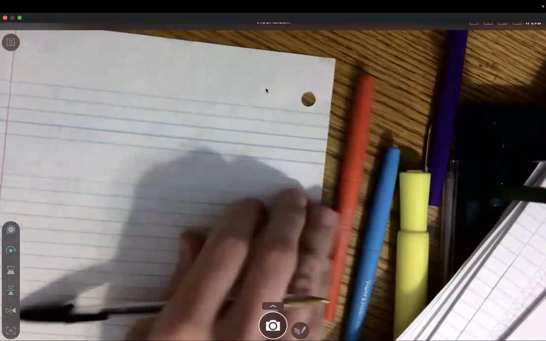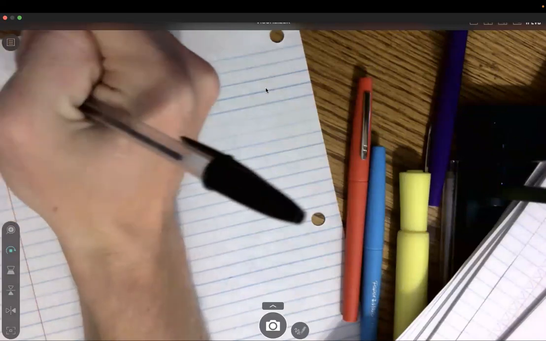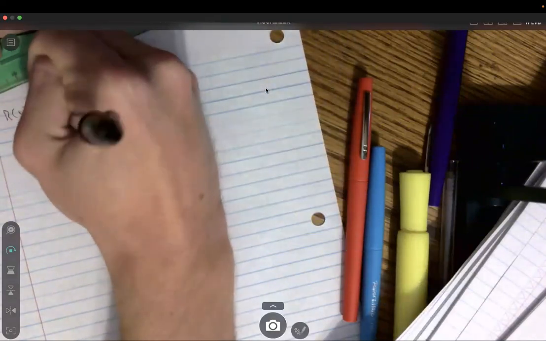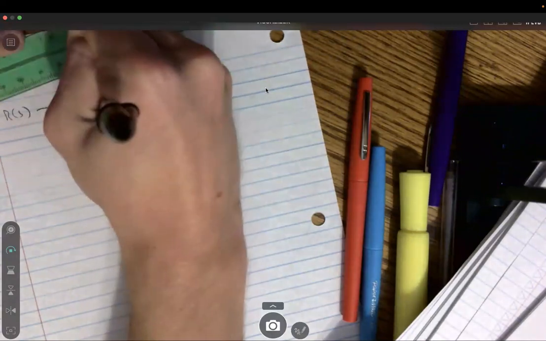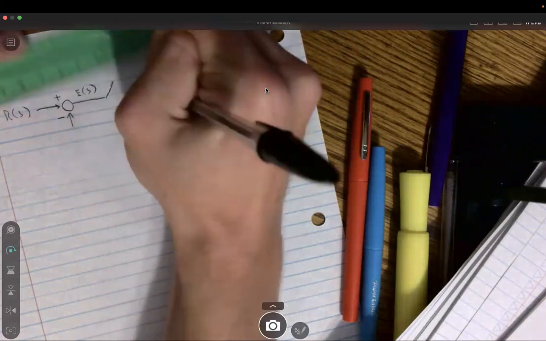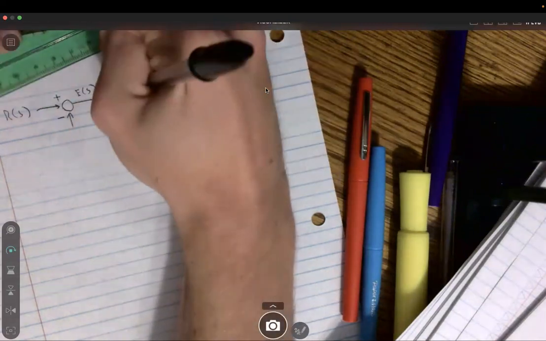So looking at our equation, what we're going to have is the following chart. It's going to be R of S, and then it's going to go to our summing block. We're taking this as an input, subtracting this one. Then you get E of S, your error signal, and then you're sampled, and then it's going to be E star of S.